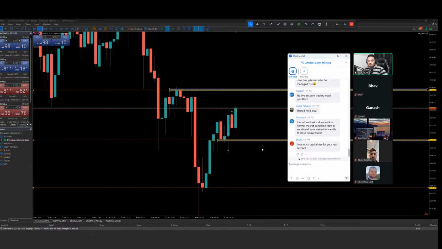Okay, the sell we took, does it work in normal market conditions, right? Or should we have waited for the candle to close below the wicks? Actually, depending on the volume, in normal markets it totally worked out. If it's the same pair again, I would jump into it again actually.